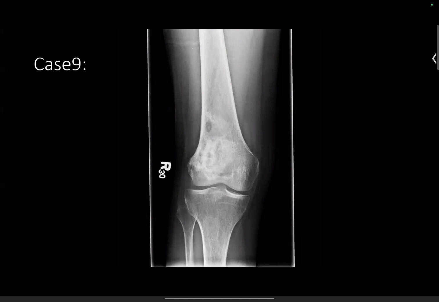Can ABC cross the physis? I think so, yes. I think I've seen a few cases of that. As it gets bigger and bigger, it can cause problems.